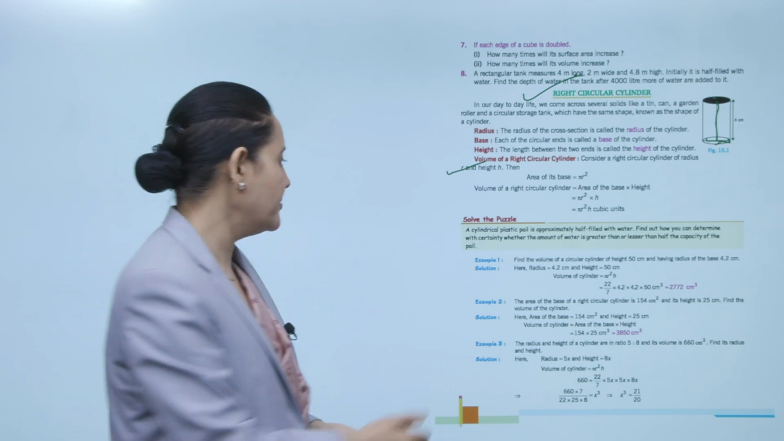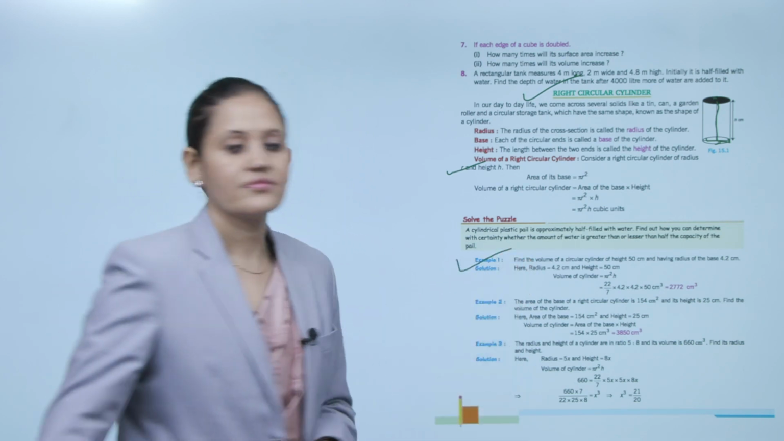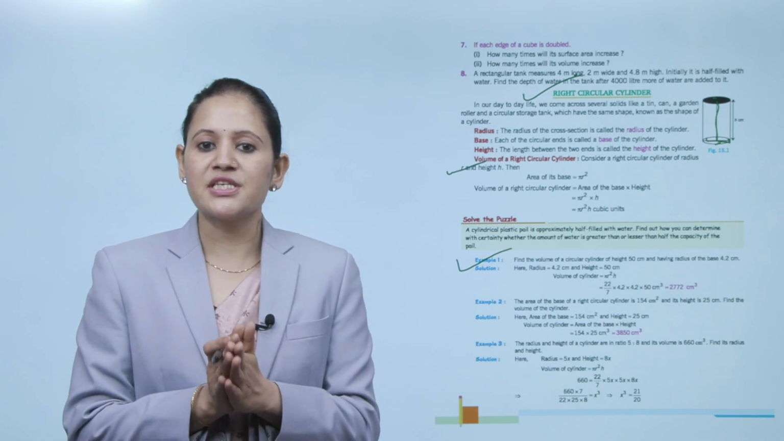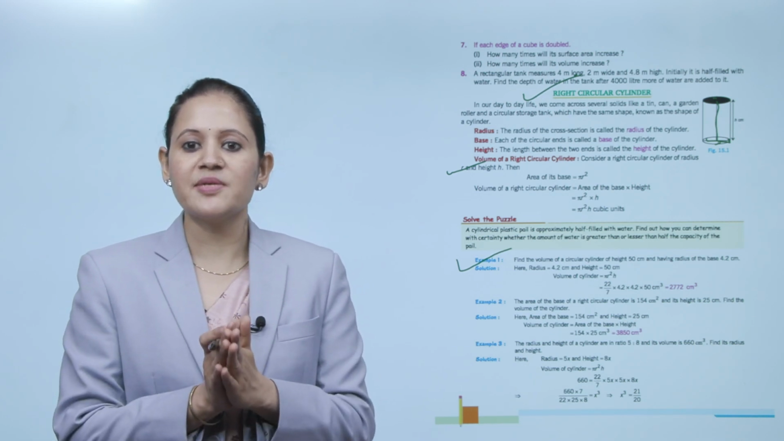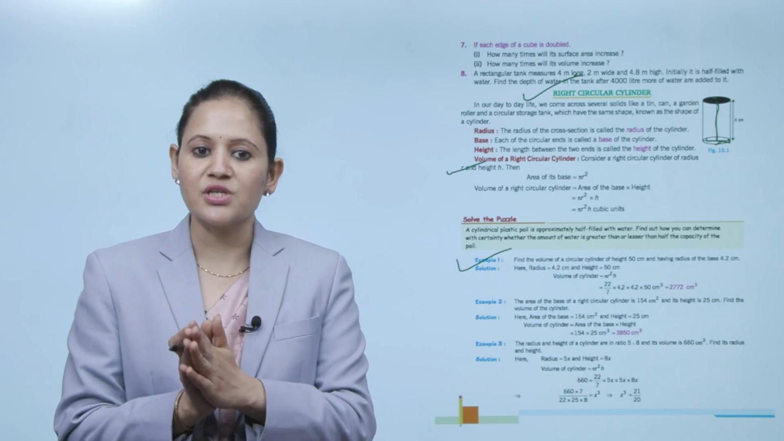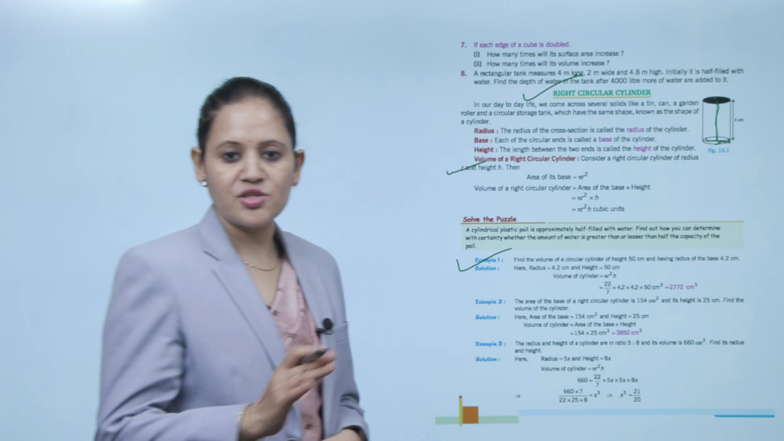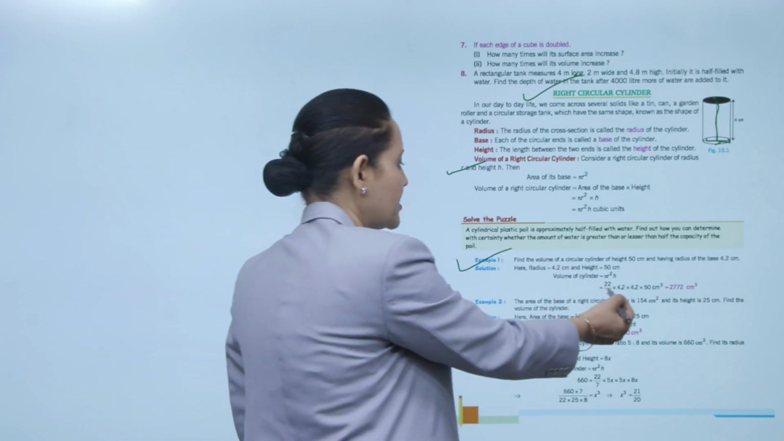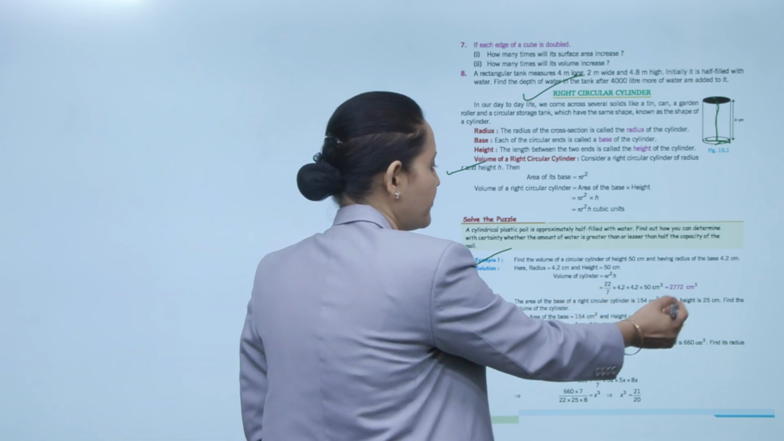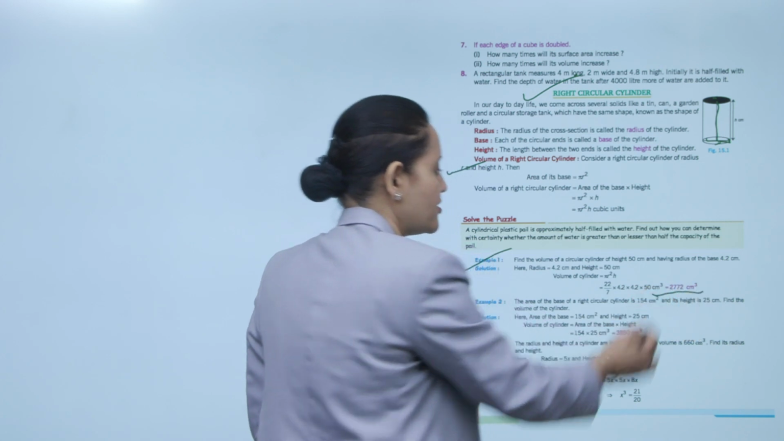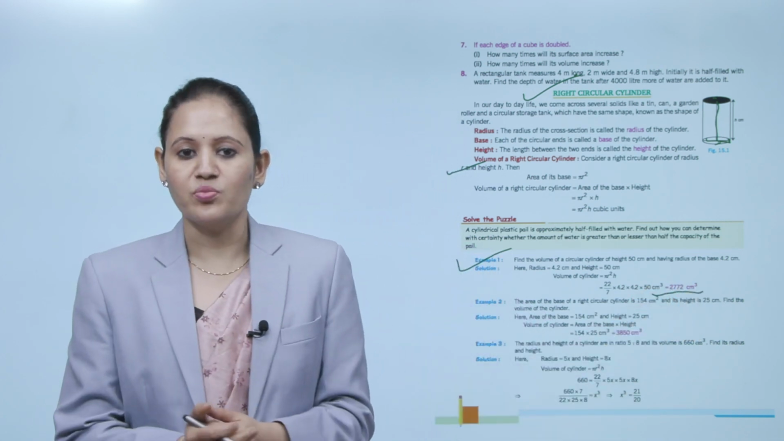Now we'll take an example. Find the volume of the circular cylinder of height 50 centimeter having the radius of the base 4.2 centimeter. Radius is given and height is given, so volume is equal to pi r square h, 22 upon 7, 4.2 into 4.2 into 50, that is 2772 centimeter cube.